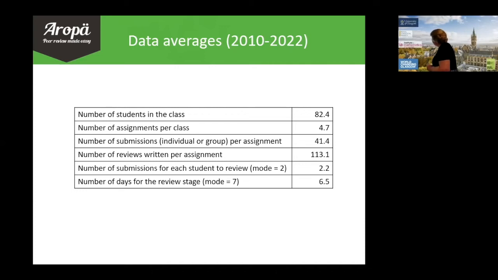The number of submissions per assignment, that's the number of submissions we get. The number of reviews written, that's not as important. This is the one I also thought was quite interesting when you're thinking about student workload. It's 2.2. Typically, the number of submissions that a student will need to review is 2 or 3. That's the typical number that an instructor would put forward. Sometimes it's 1, but most of the time it's 2 or 3. And the mode for the number of days for the review stage is 7, at 6.5 on average. So typically it's a week. You put in your submission and within a week, it's expected that you would give your reviews.